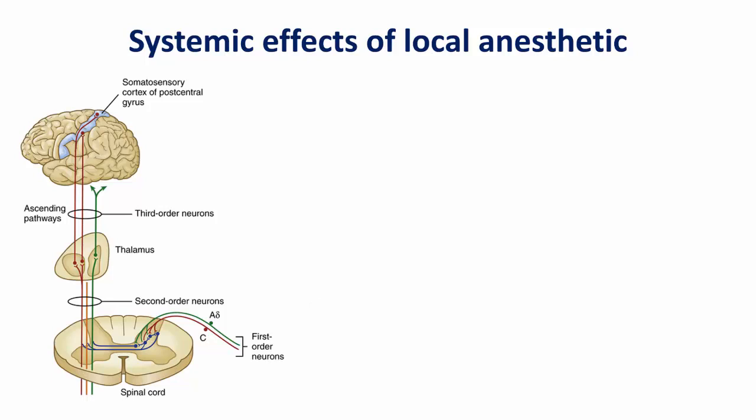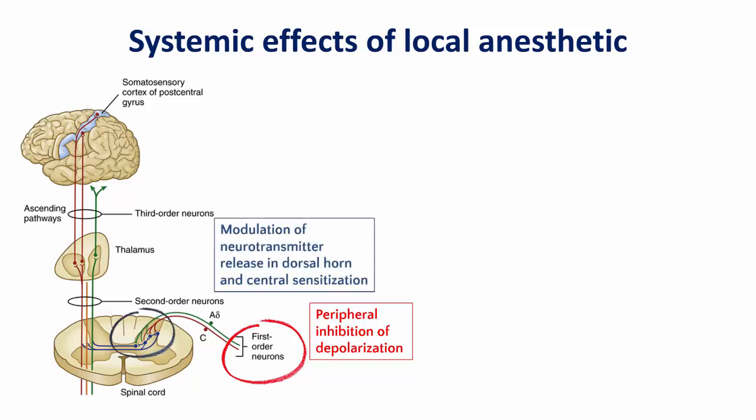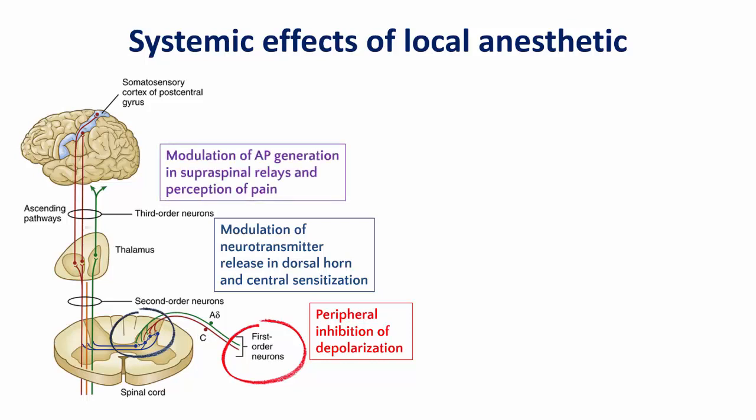IV lidocaine may have an effect on voltage-gated ion channels at nerve endings, similar to what we see with IV regional anesthesia. Or it may act at the dorsal horn of the spinal cord where it modulates neurotransmitter release and central sensitization to pain. And as I've said, it may also act at supraspinal structures, and in particular the ventrobasal thalamus, which is a relay station for pain and will thus reduce the perception of pain.